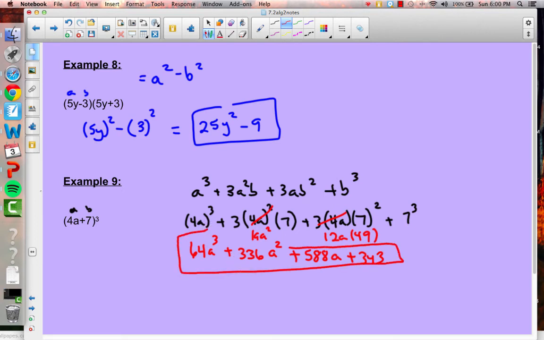So not pretty, okay, but this is going to save you a lot of time if you're trying to FOIL everything out rather than writing 3 terms and then multiplying.